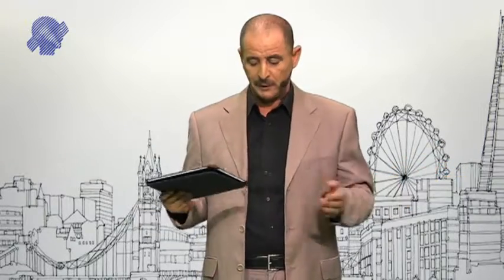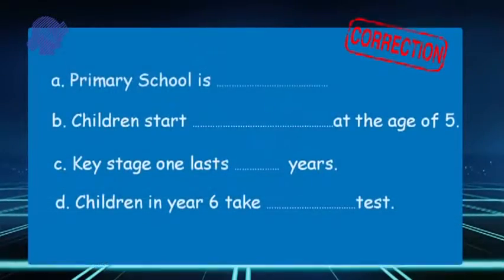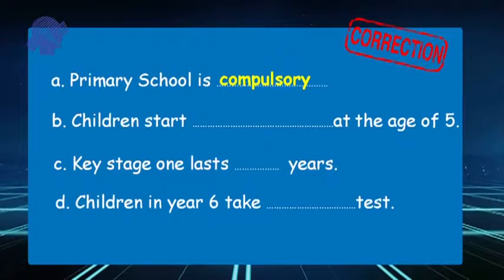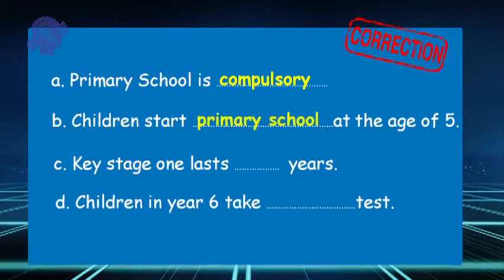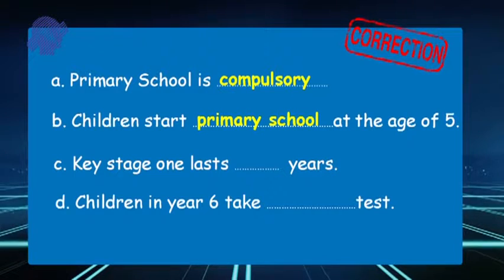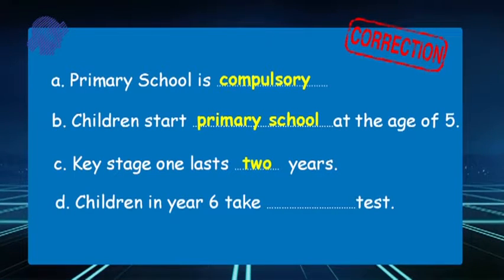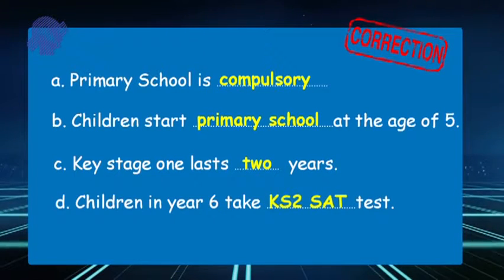Okay, did you guess the right answers? So let's check them together. A, compulsory. B, primary school. C, 2. And finally D, KS2 SAT.